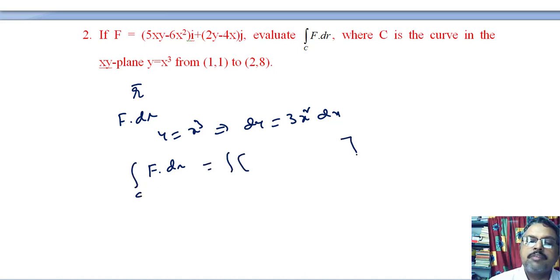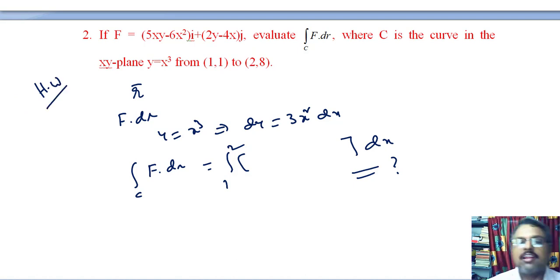Now some terms are there. So everything is converted into the x variable, from 1 to 2. Just integrate with respect to x, you will get the solution. Now take it as a homework problem. Otherwise, I will explain in the next lecture. Okay, meet again. Thank you. Thank you very much.